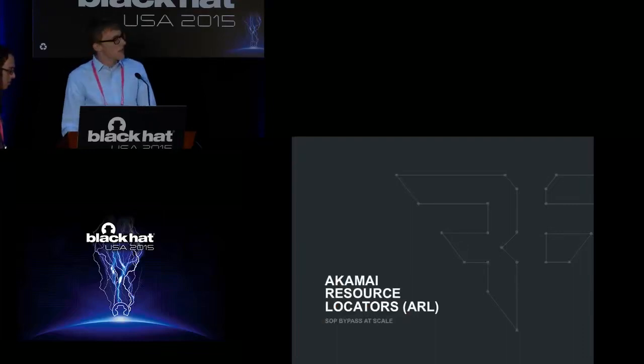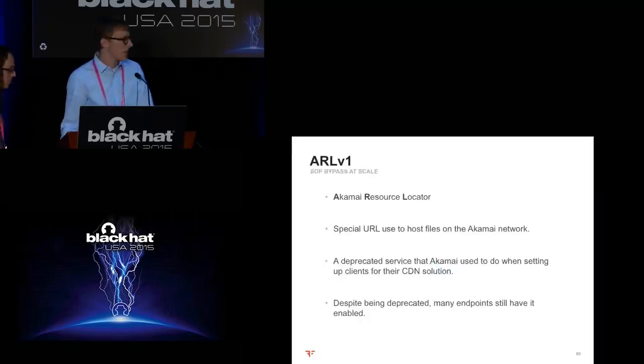So Akamai has a unique piece of functionality called Akamai Resource Locators. They're often abbreviated in documentation as ARLs. And what are these? These are special URLs that Akamai used to use way back in the day. How these work is, I would like to mention first that they're a deprecated system. They're not widely used today.